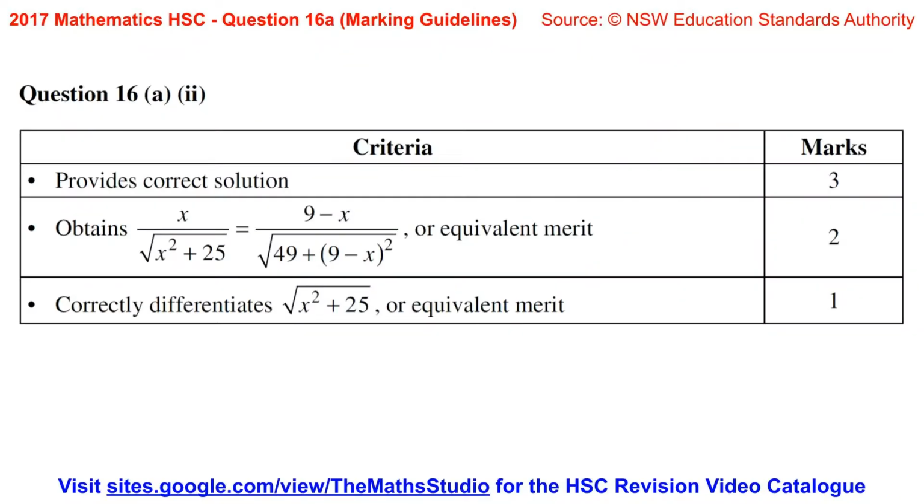The following are the marking guidelines for question 16a, part 2. For 1 mark, we have correctly differentiates the square root of x squared plus 25, or equivalent merit. For 2 marks, we have obtains x over the square root of x squared plus 25 is equal to 9 minus x over the square root of 49 plus (9 minus x) squared, or equivalent merit. And for 3 marks, we have provides correct solution.